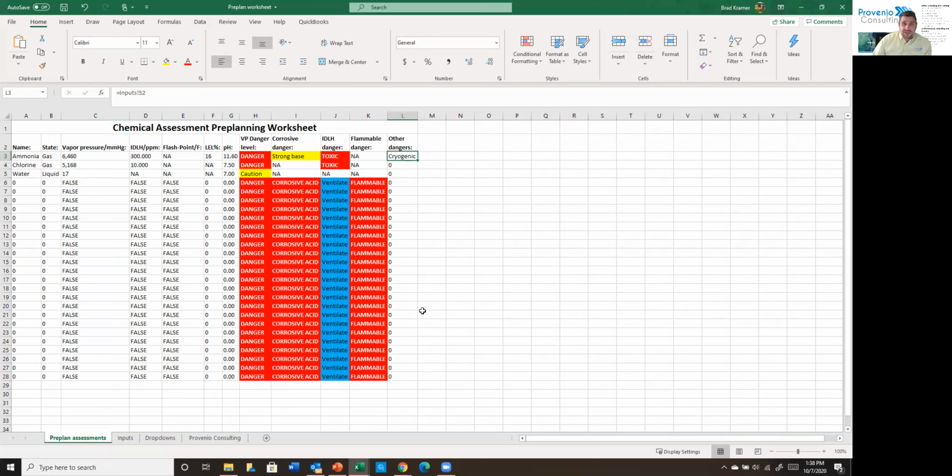It makes it very easy for your team to look at what chemicals we have in our facility and which of those chemicals pose what kind of danger. So then we can classify stuff very easily. So here's a document that's very easy for you to use.